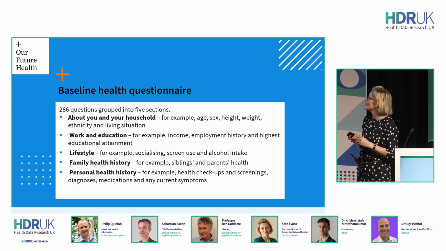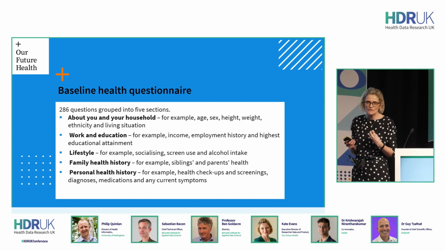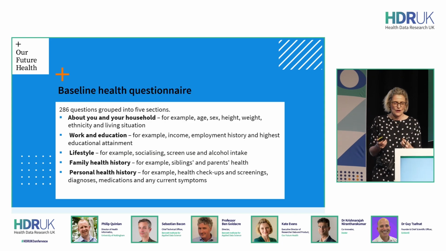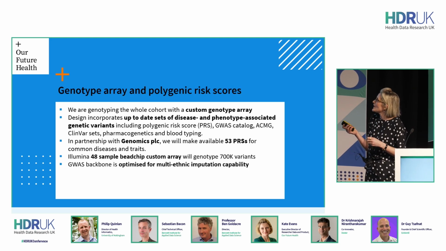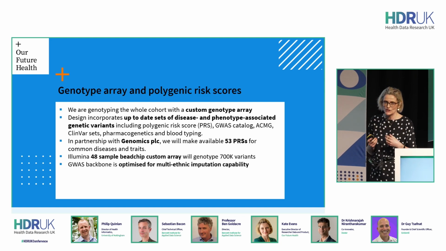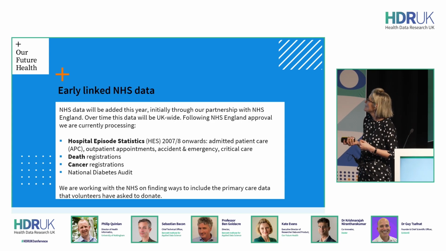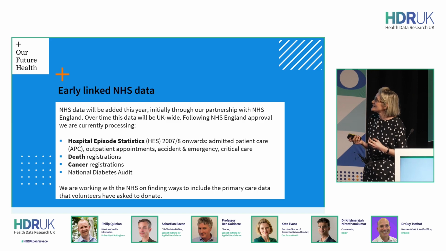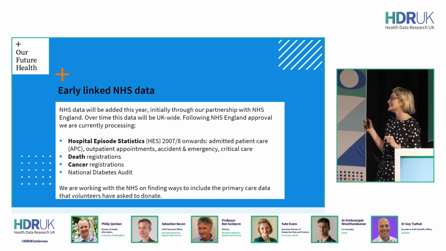I'm going to indulge a little bit in the data itself. So the baseline health questionnaire is 286 questions. It provides a really, really detailed picture of the health of the UK population through the questions that we're asking in that questionnaire. One of our core data types will be genotype array data and in future polygenic risk scores that we'll be providing for each participant who signs up to the programme. And then early linked NHS data. At the moment, it's secondary care data, not GP data at this stage.